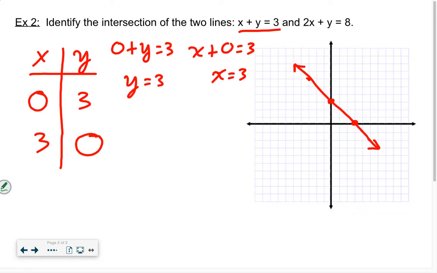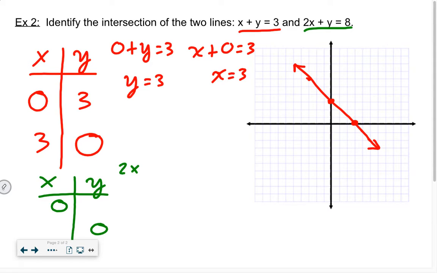Now let's do the same thing for the second one: 2x plus y is equal to 8. Again, what we're going to do is create an xy table. We want the x value to be 0, and then for the second ordered pair, we will let the y value be equal to 0. Let's plug 0 in for x. We have 2 times 0, plus y is equal to 8, and we know 2 times 0 is 0, therefore y is equal to 8.